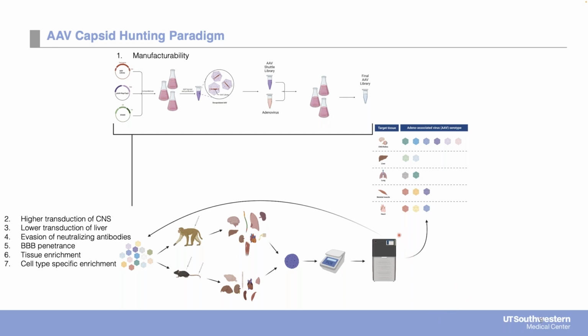And so once we sequence these amplicons from each individual tissue, we can demultiplex them in a high throughput fashion, where we can identify which capsids are enriched in individual tissues.